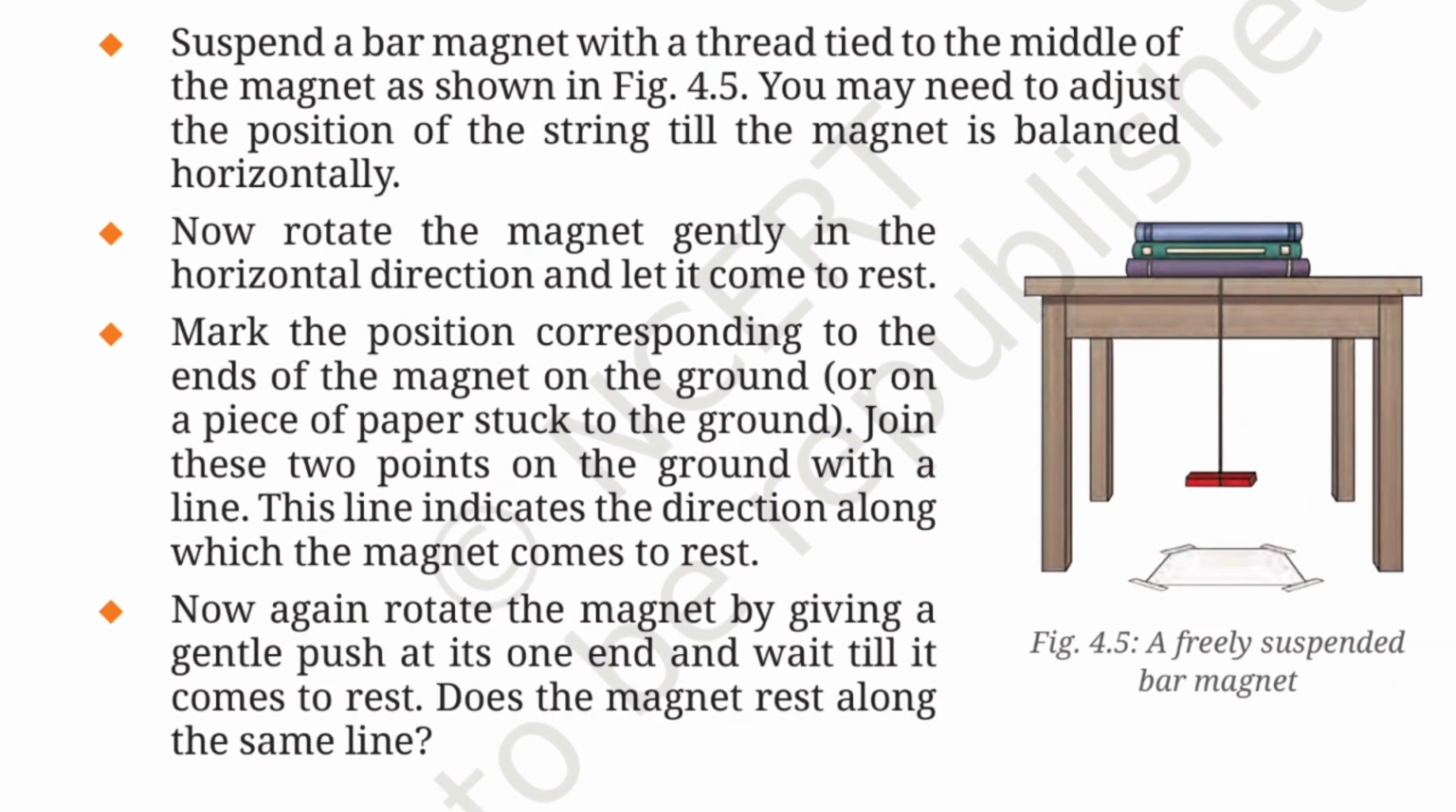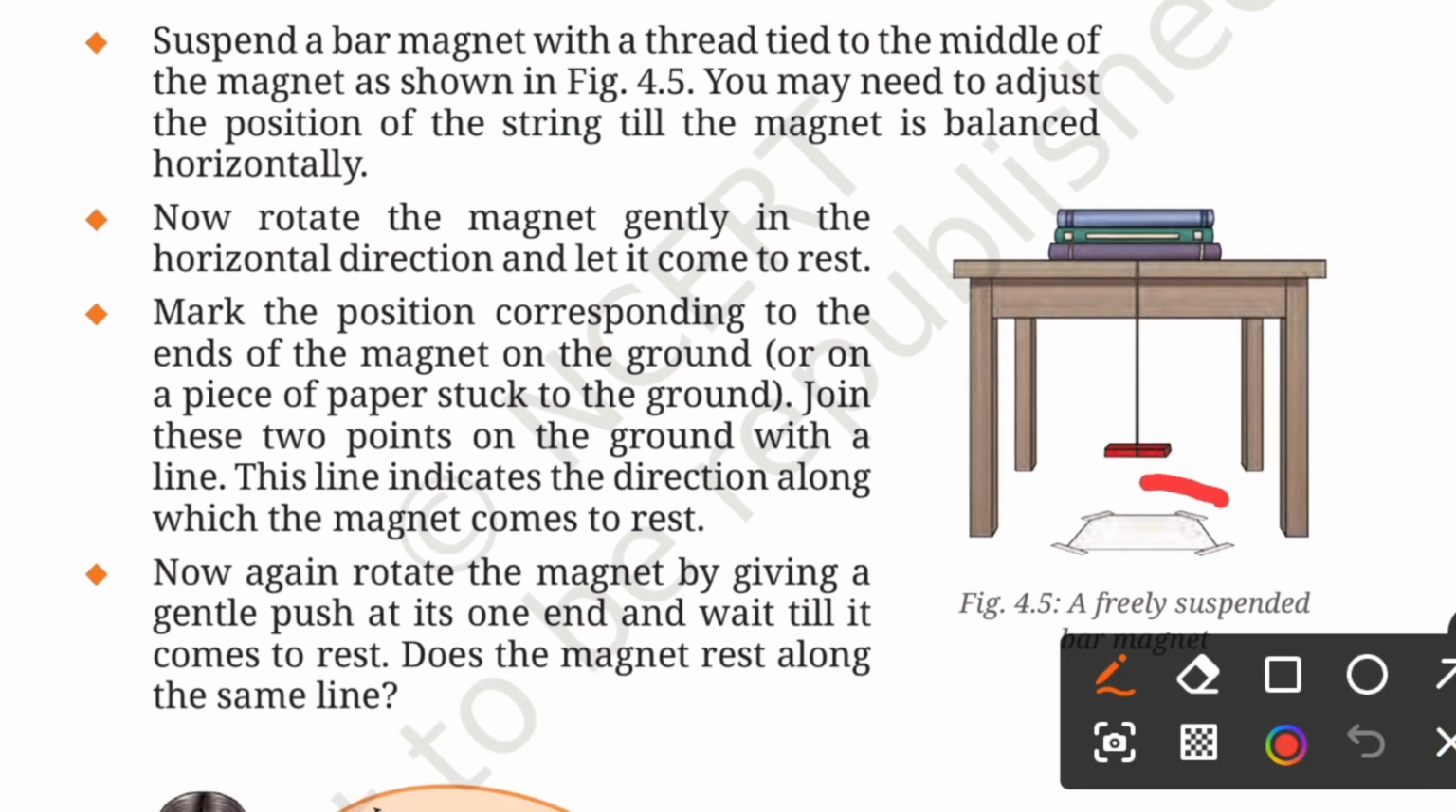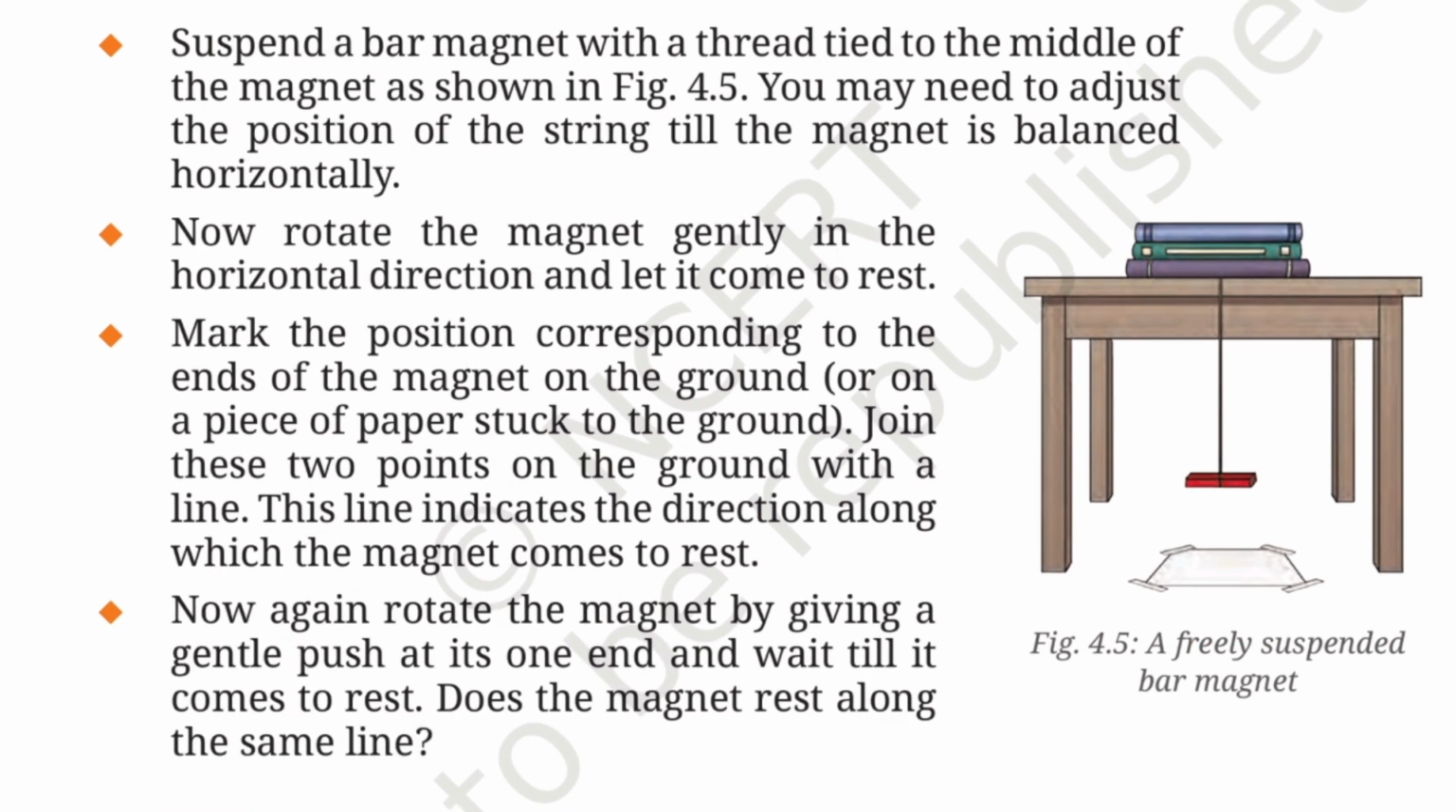Mark the position corresponding to the ends of the magnet on the ground or on a piece of paper stuck to the ground. There is a piece of paper stuck to the ground और अब हमें इधर इसके नॉर्थ पोल और साउथ पोल के डायरेक्शंस को मार्क करना है. Join these two points on the ground with a line. This line indicates the direction along which the magnets came to rest.